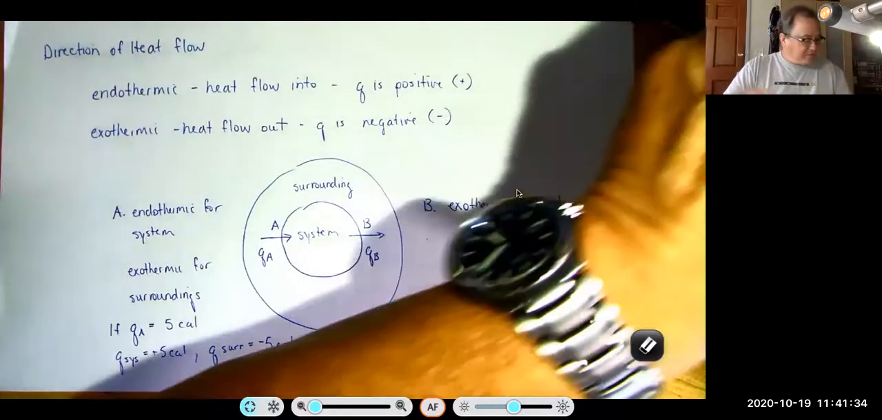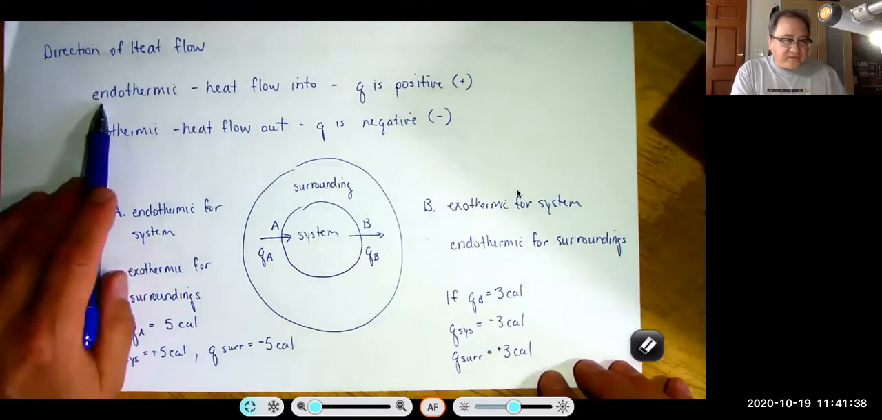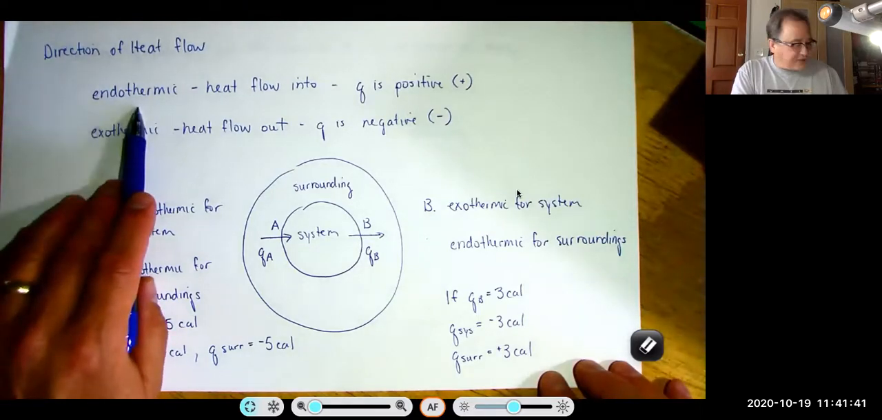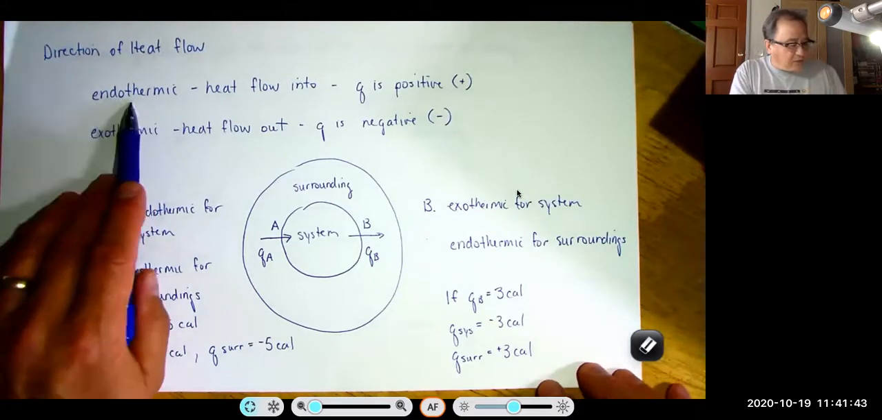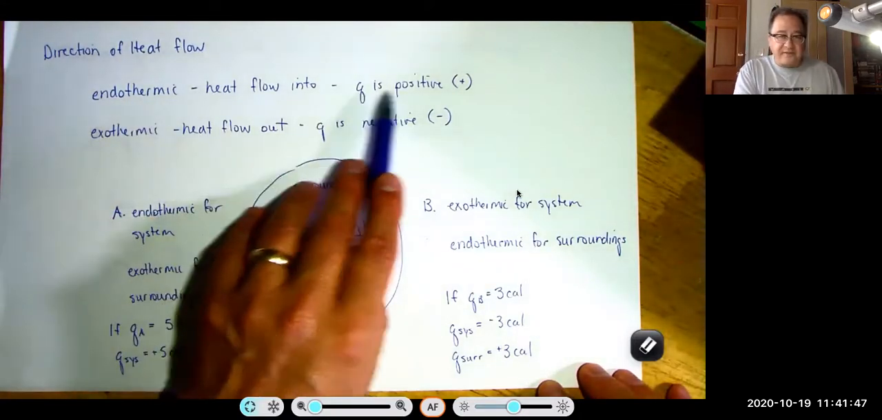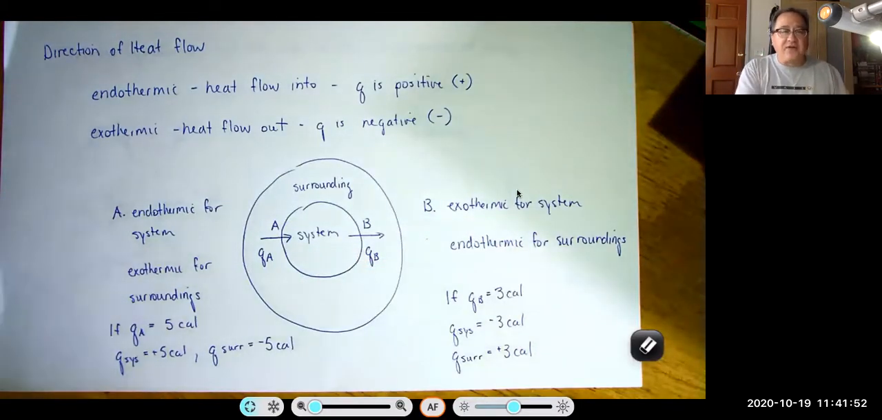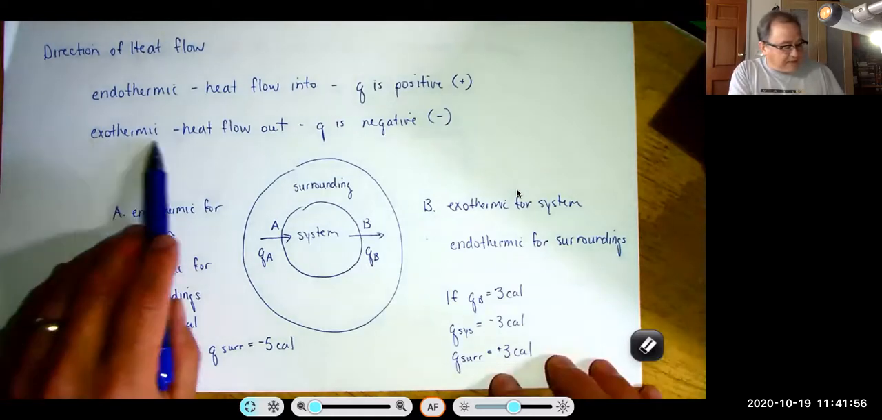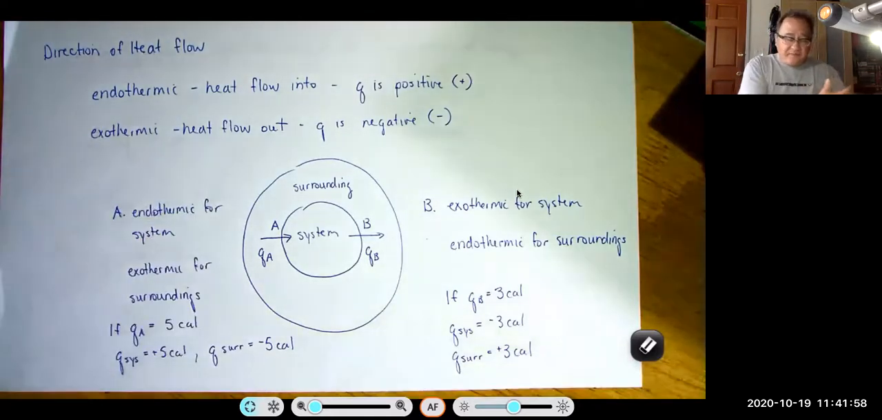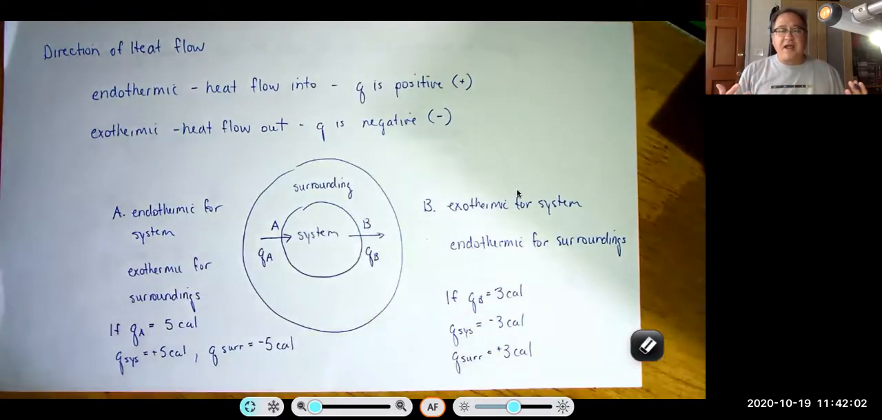Here's the direction of heat flow. Here we make some terms that you need to understand. Endothermic means heat flow into, and Q, which stands for heat, is positive. So when you are absorbing heat, that's called an endothermic process. On the other hand, if you give off heat, heat flow is leaving, we say Q is negative, you're losing heat. So when you stand around and you're radiating heat, you're losing heat.